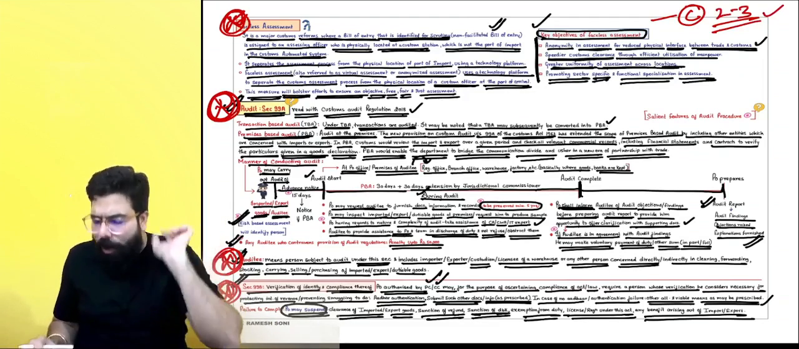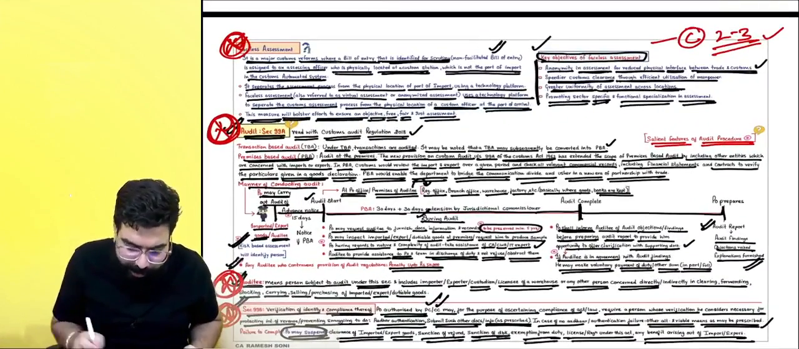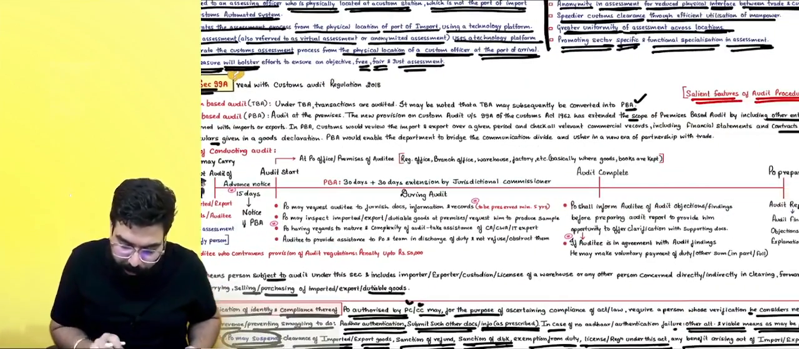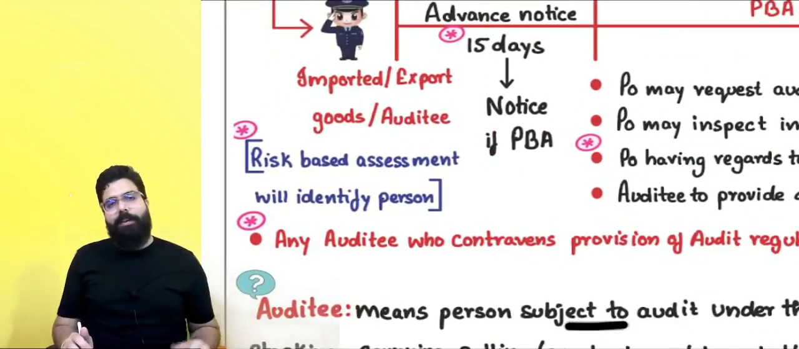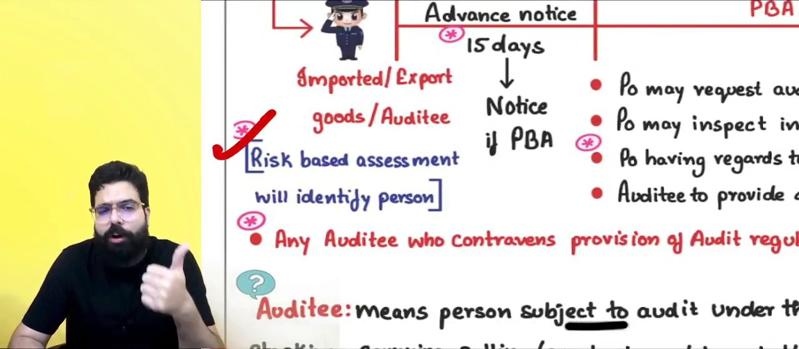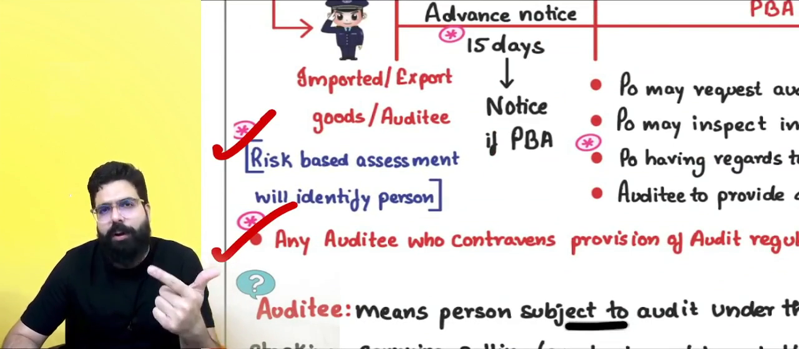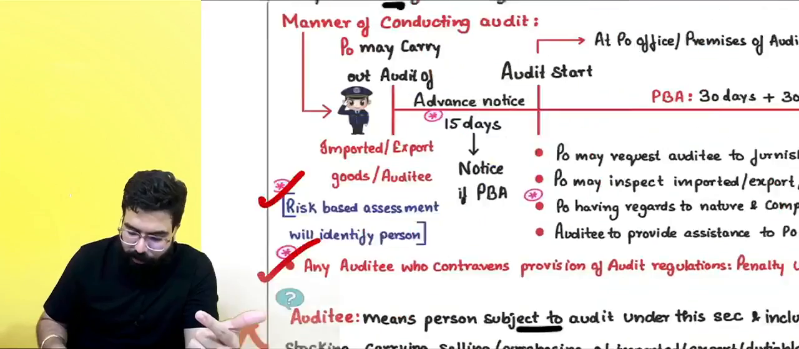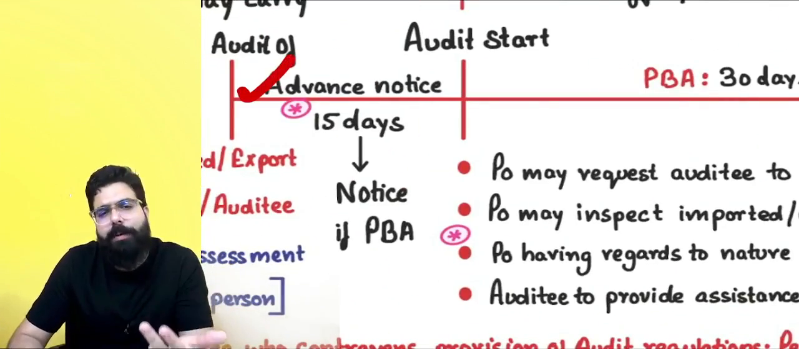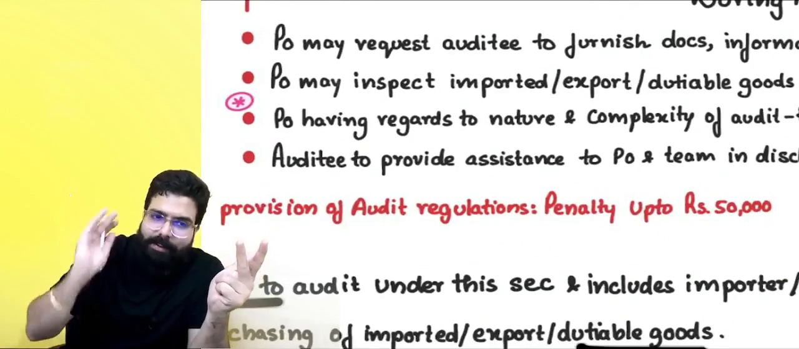Now, one small point over here is salient features of audit procedure. What are the salient features of audit procedure? If you see over here, I have put a star on the salient features. Number one, risk-based assessment will identify the person whose audit is to be done. Sir, if a person contravenes the provision of audit regulation, penalty up to 50,000 can be charged. Always remember, advance notice of 15 days will be given in case of premises-based audit. Wherever there is a star, that is the salient feature.